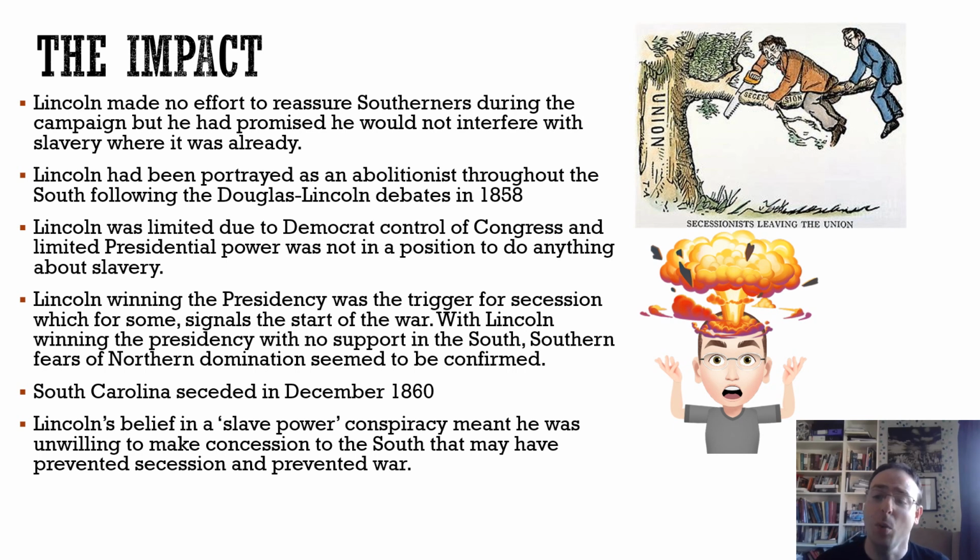Now, one of the other things that complicates it all is there should really have been an opportunity for yet another kind of compromise, and we've seen compromises in previous videos. But the problem with it is Lincoln believes in the slave power conspiracy. So he believes that he can't trust the South, that they're out for power, that they're out to push slavery. And so he's unwilling to work with them and compromise, which is something that maybe could have prevented the war that happened.